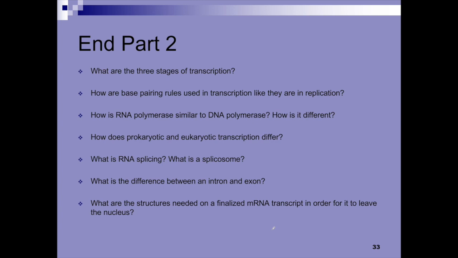What are the 3 stages of transcription? How are base pairing rules in transcription similar to the base pairing rules used in replication? How is RNA polymerase similar to DNA polymerase, and how is it different? How do prokaryotic and eukaryotic cells differ in their transcription? What is RNA splicing and what is a spliceosome? What's the difference between an intron and an exon? And what are the structures needed on a finalized mRNA transcript in order for it to leave the nucleus?